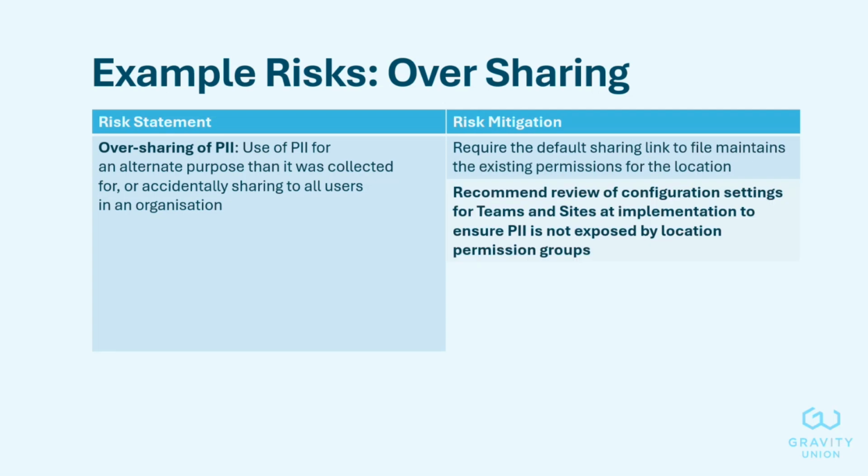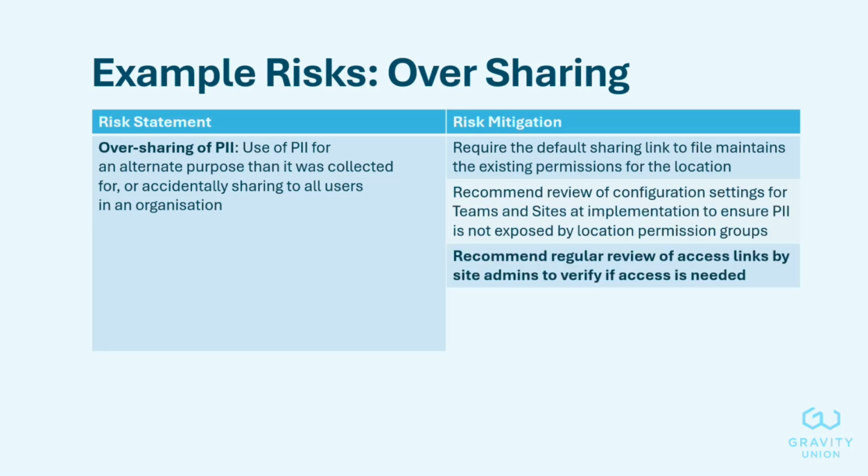It is also recommended to review configuration settings for teams and sites at implementation to ensure that PII is not exposed by location permission groups. So because we are using those as the primary way to control the access to that information when you are designing a SharePoint site or a Teams site, then just take some time to review the access and ensure that it's practicing principles of least privilege, or strategically designed to match the file requirements for that particular library.